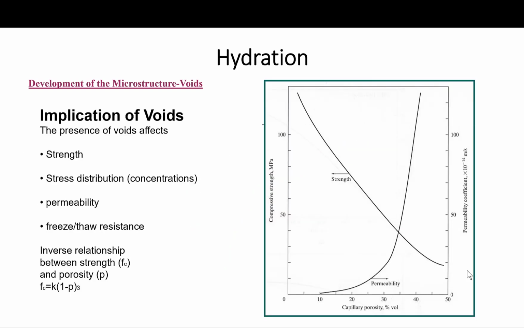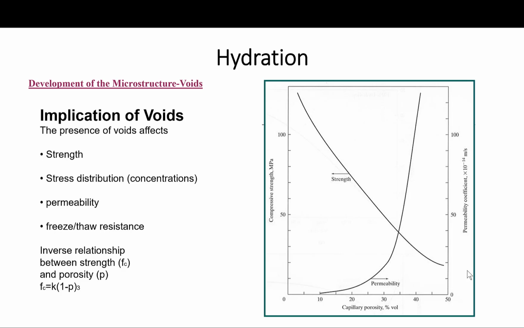One thing here I like to show is the implication of the voids on strength and its relation to permeability. So the presence of voids affects the strength, of course, the stress concentrations within the matrix, permeability, and eventually freeze and thaw resistance, as we will see later. These pores, if no mitigation action is taken in a freezing environment, will have a major impact on durability of concrete.